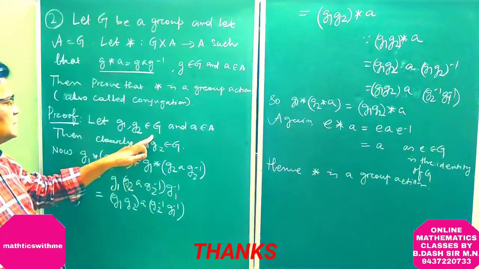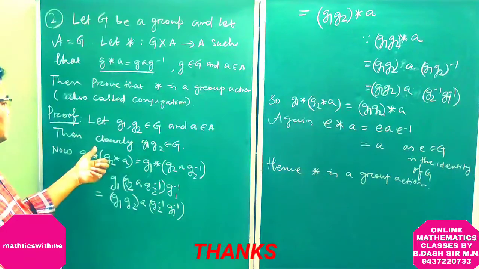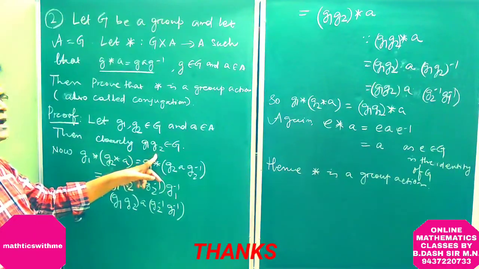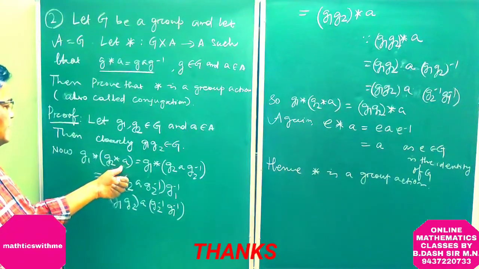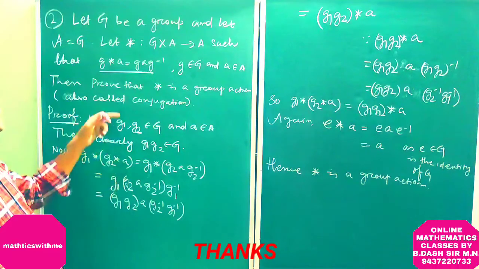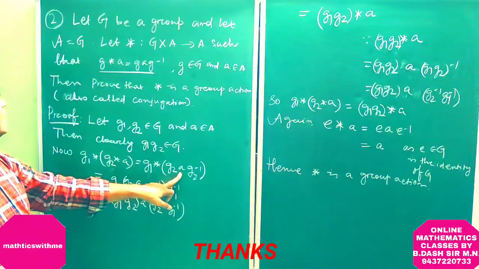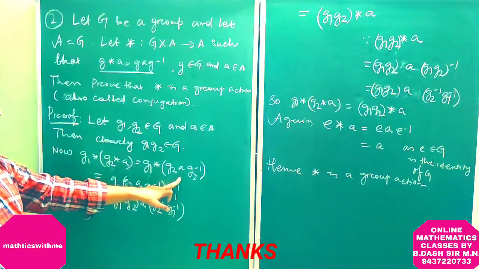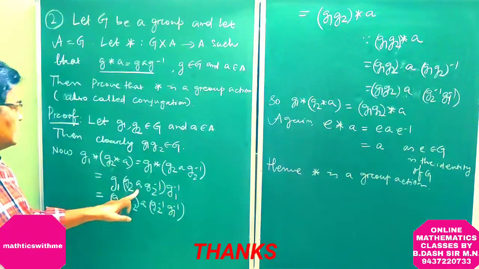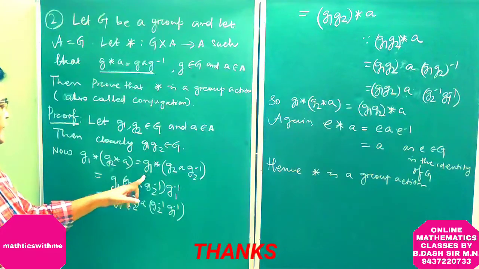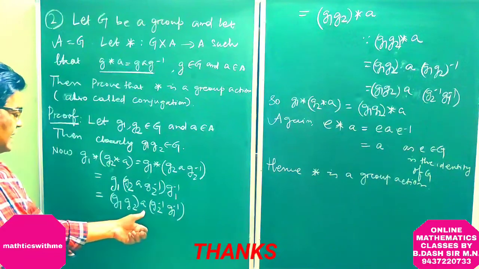Now let g1, g2 belongs to G and a belongs to A. Now clearly g1 g2 belongs to G by the closure property. Now g1 star (g2 star a). So g2 star a by this condition can be written as g2 a g2 inverse. Now in place of a we are getting this expression, so this expression again will be in the middle, with g1 on the left and g1 inverse on the right. So now we can write like this.